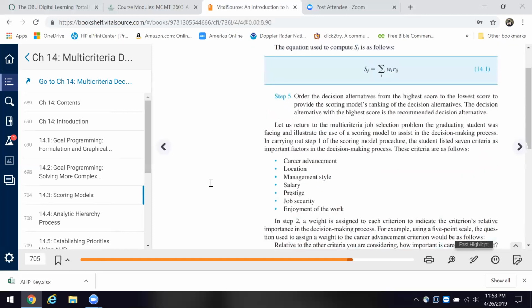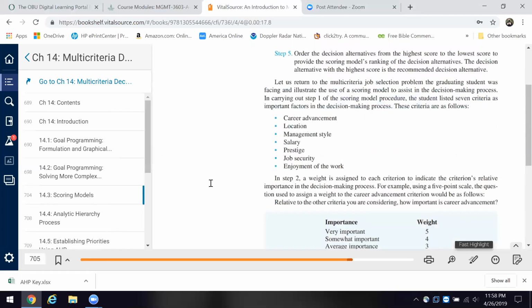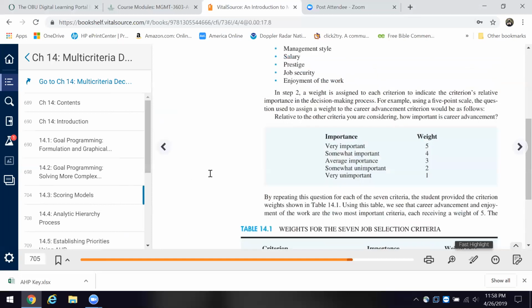As we come over here, and this is over on page 705, the authors walk us through the criteria. Okay? We have these multiple criteria. And then we come up with a set of weights. Now, here what we've done is we've created what's also known as a Likert scale for all intents and purposes. Very important, somewhat important, average importance, somewhat important, very unimportant.